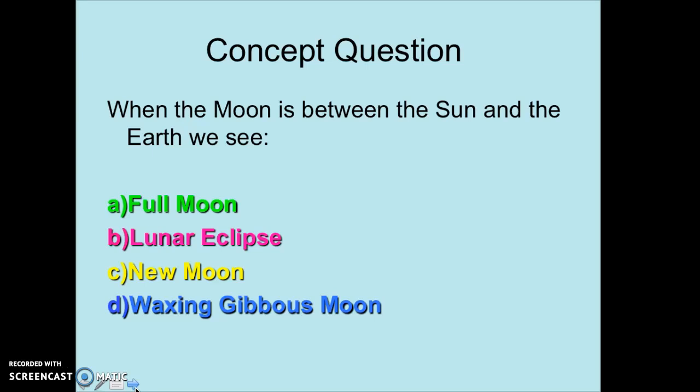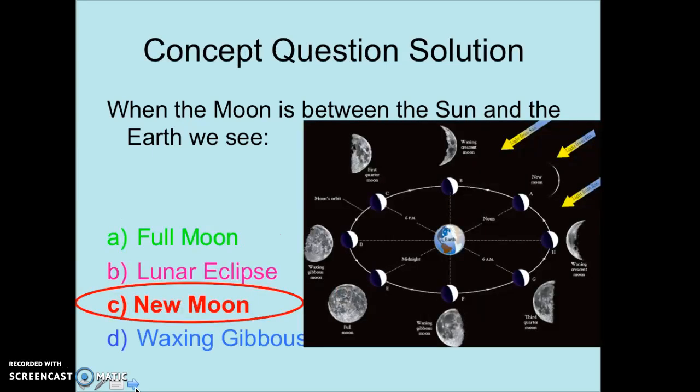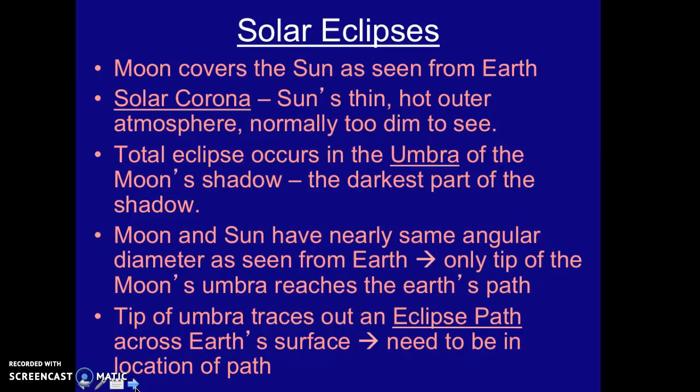So pause the video and take a moment to think about it. All right, so if it's between the sun and the earth, we see a new moon. Now, if it's lined up exactly, we could also see a solar eclipse. So when the moon covers the sun from the earth, we're able to see a solar eclipse.